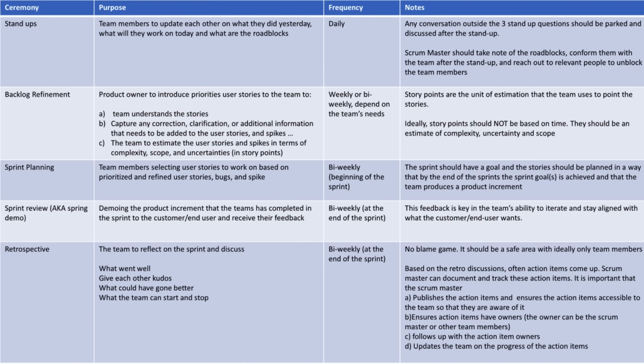Based on the retro discussions, often action items come up. Scrum Master can document and track these action items. It is important that the Scrum Master A. publishes the action items and ensures the action items are accessible to the team so that they are aware of it. B. ensures action items have owners. The owner can be the Scrum Master or other team members. C. follows up with the action item owners. D. updates the team on the progress of the action items.